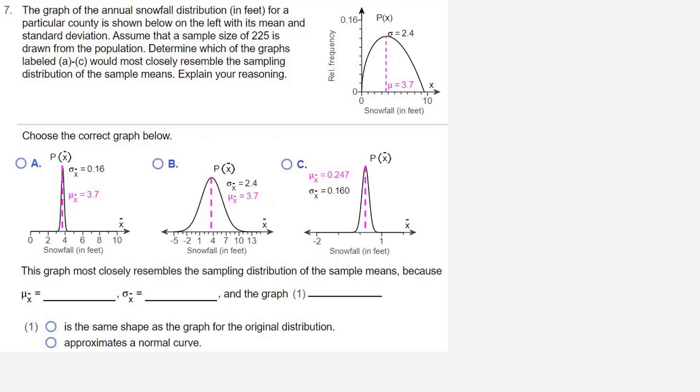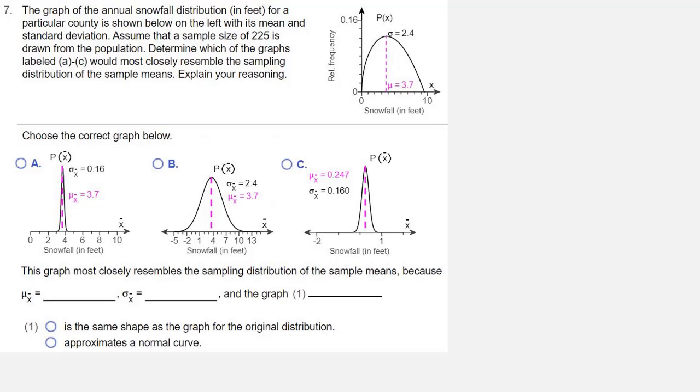In a sampling distribution of sample means, the original population doesn't have to be normally distributed for the sampling distribution to be normally distributed, as long as the sample size is greater than 30, and our sample size here is 225. So that means this will be a nice sampling distribution of sample means.